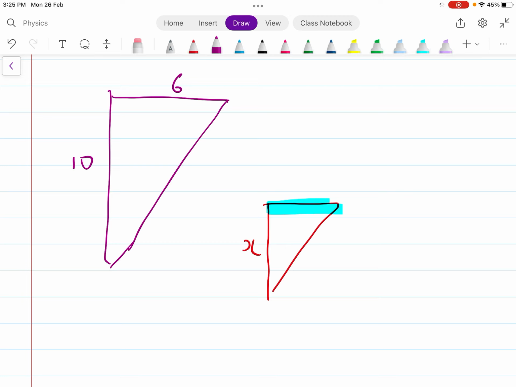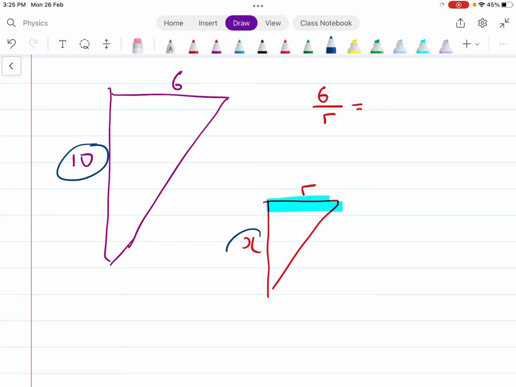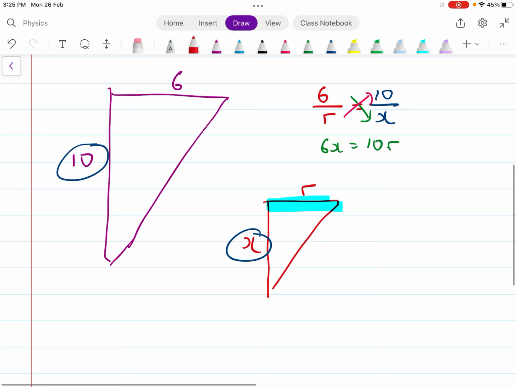I want to determine the radius of the water, so I simply use the similarity and the scale factor, if you still remember. Let's call this radius R. So 6 over R is equal to 10 over x. I want to make R the subject, so I do a bit of cross multiply: 6x is equal to 10R. Sorry, I want R as the subject, not x. So R equals 6 over 10 x.